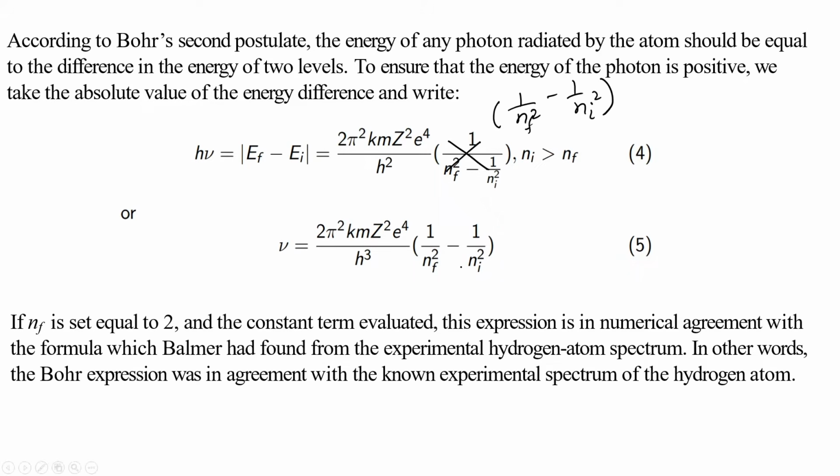Here you can see the value of nu is 2 pi square k m z square e to the 4 by h to the 3 times 1 by nf square minus 1 by ni square. Now, if nf is equal to 2, then the constant term evaluated in this expression is in numerical agreement with the formula which Balmer had found from the experimental hydrogen atom spectrum. In other words, Bohr's expression was in agreement with the known experimental spectrum of hydrogen atom.